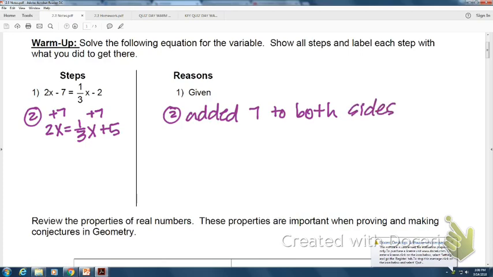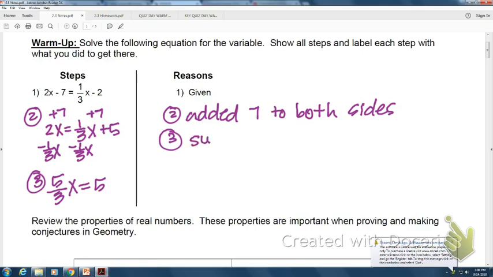Now what? Subtract 1/3 x. When I do that to both sides, what am I left with? 5/3 x equals 5. So step 3 was I subtracted 1/3 x from both sides.